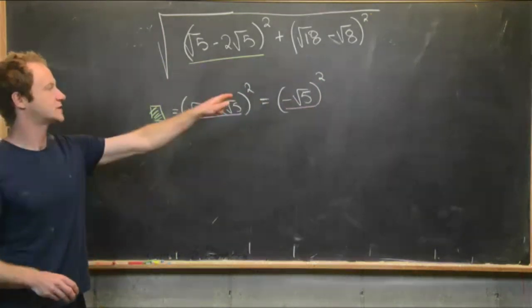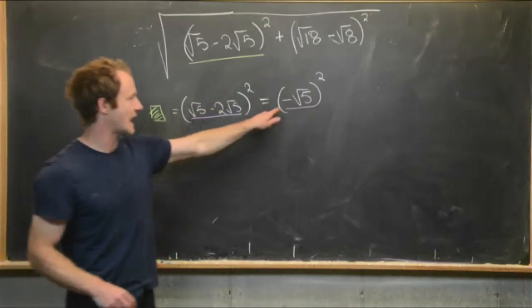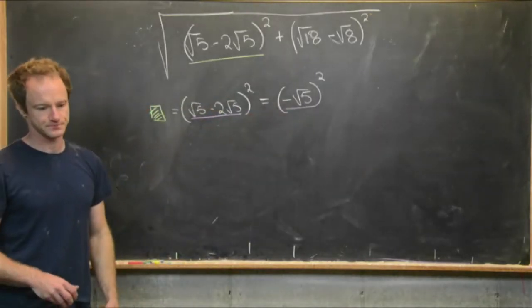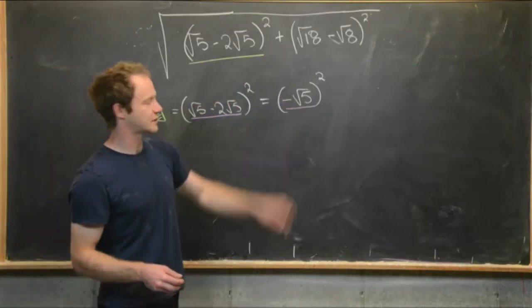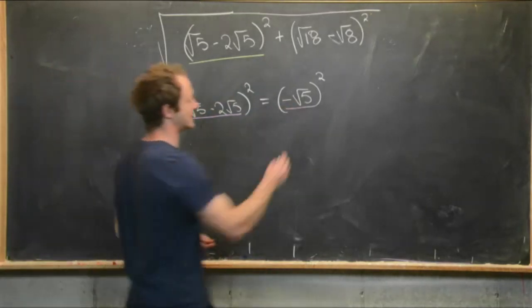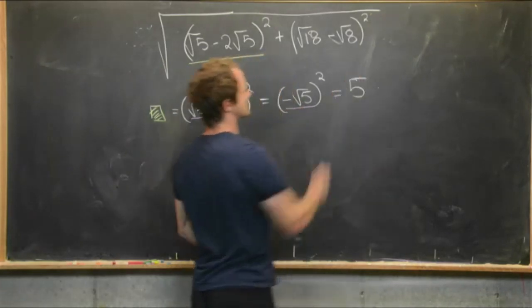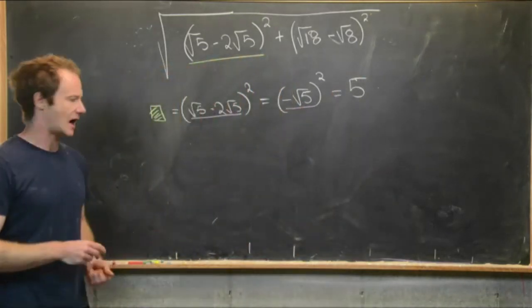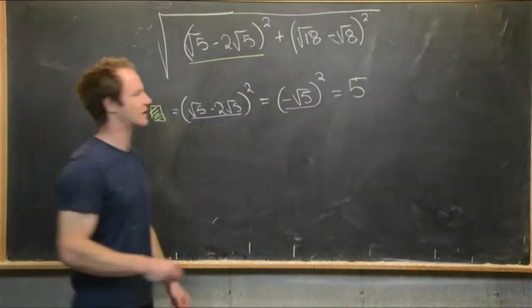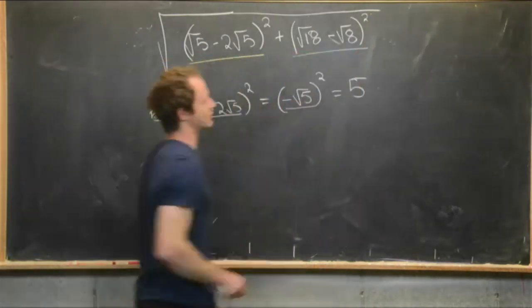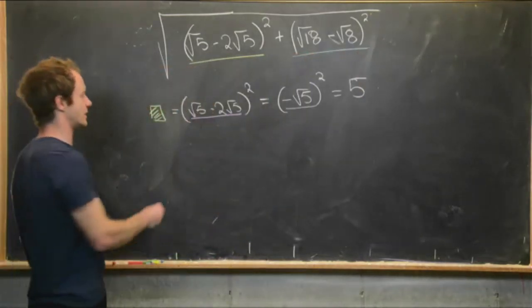Okay, now you square this. Now if you square a negative number, you get a positive number. So the negative's gone. But then if you square the square root of 5, you just get 5, because the square root and the square are opposite operations. Now let's do this blue underlined one.